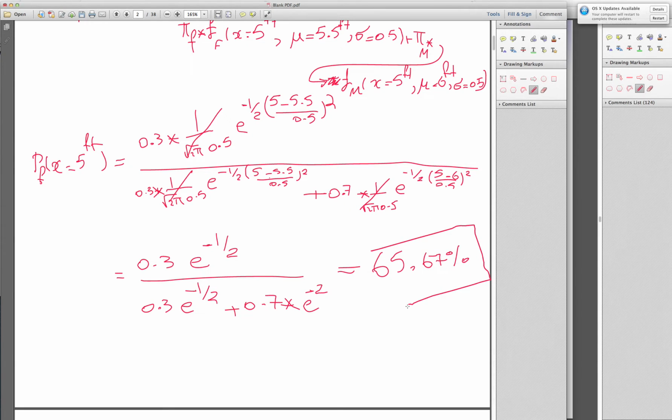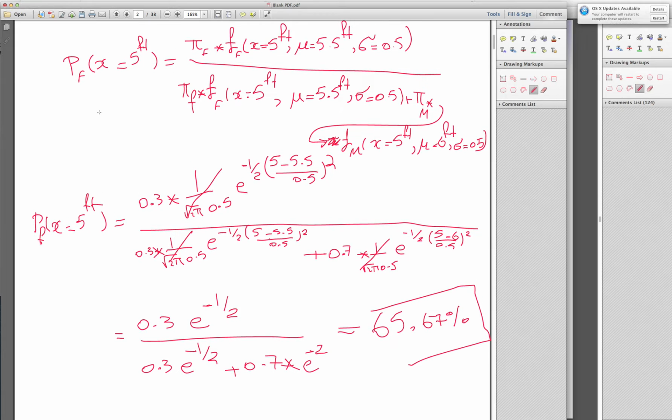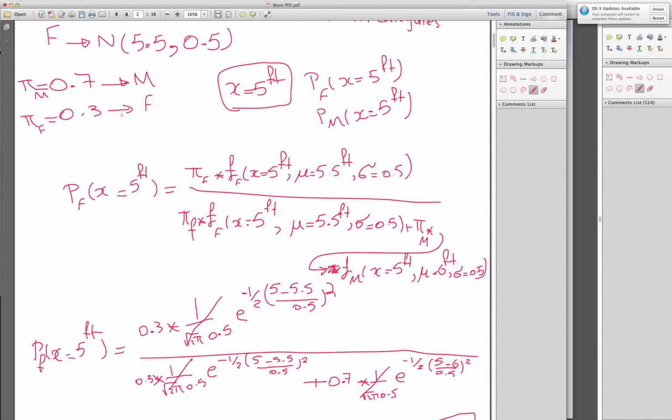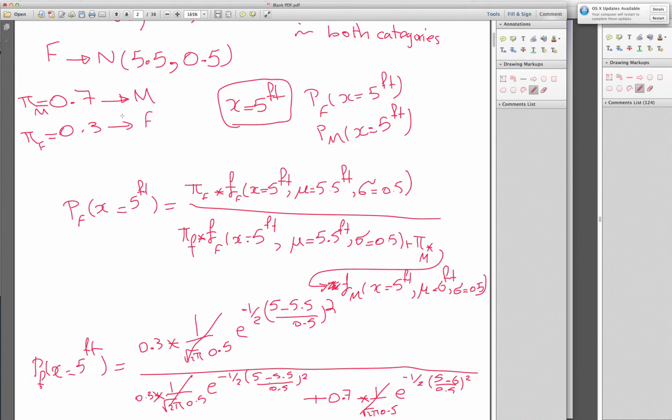So the question is, given that you know that person is 5 feet, is it more likely that she is a female or he is a male? The answer is that it's more likely she's female, because it's 65% that she's female. And as you can see, the math was not too hard to do. We just needed to write down the exponential functions that we had, and we would be okay. So basically, it's nothing too fancy about it. You just find the probabilities.